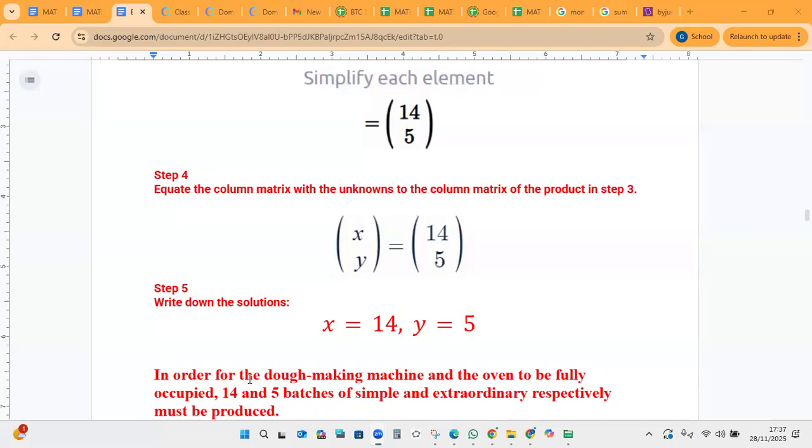So in order for the dough making machine and the oven to be fully occupied, 14 and 5 batches of simple and extraordinary respectively must be produced.